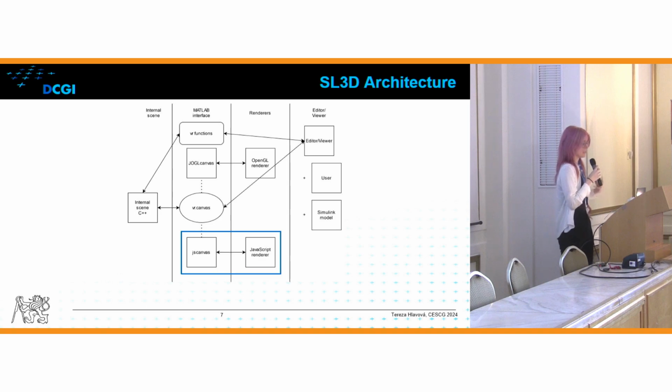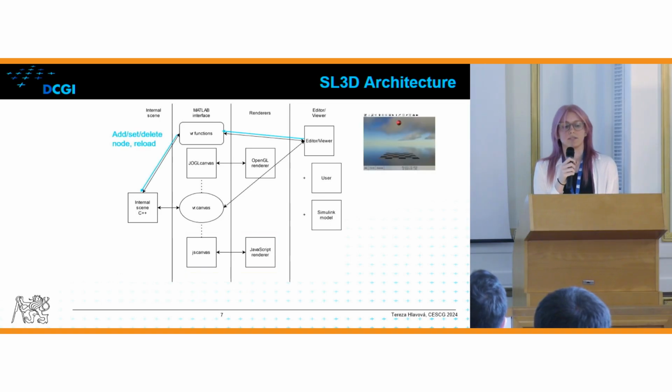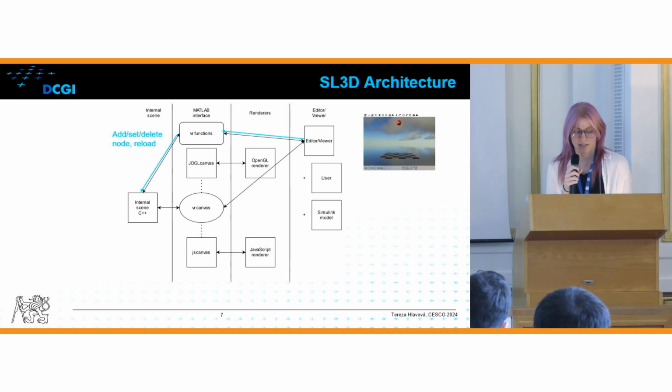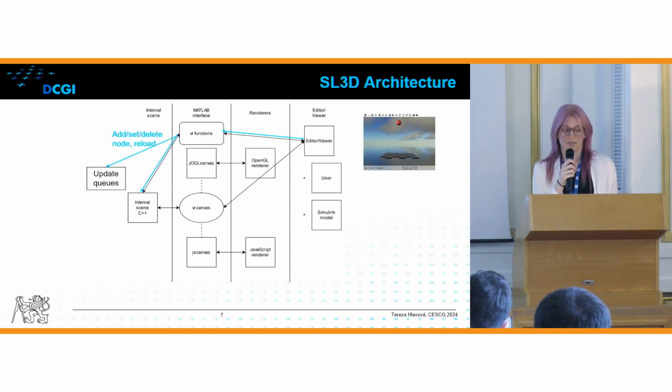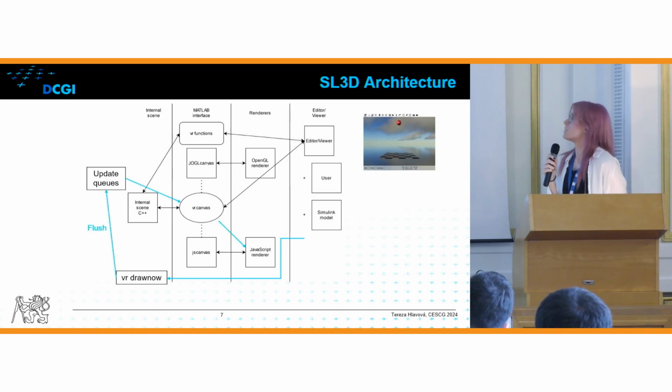We needed to keep the scene representation in two places at once, in the new renderer and in the internal scene. So what we did was that when there is a modification happening in the scene, it doesn't only get changed in the scene, but it also gets stored in so-called update queues. And on every VRDraw now call, those update queues get flushed inside the JavaScript renderer, and it imports them and shows the modifications on its side.